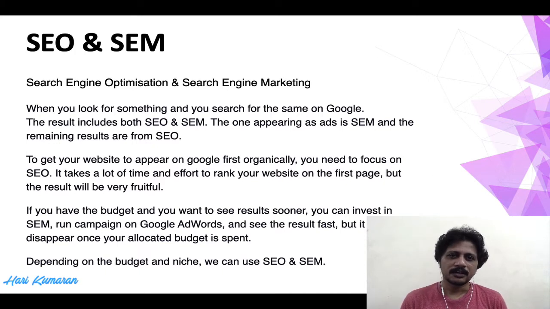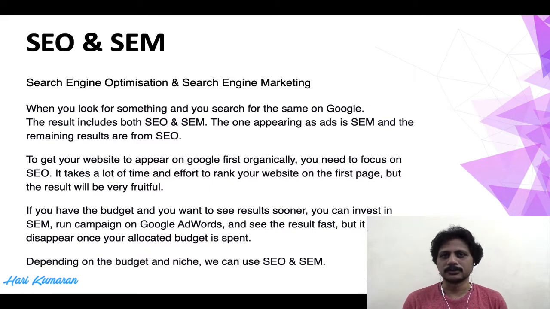If you notice, the initial ones will be marked as ad. The next ones will have no such mention; they are just a list of content or website links. The ones appearing as ads come as a result of SEM. SEM is called search engine marketing. The remaining ones which don't have the ad text near them are called SEO, search engine optimization.